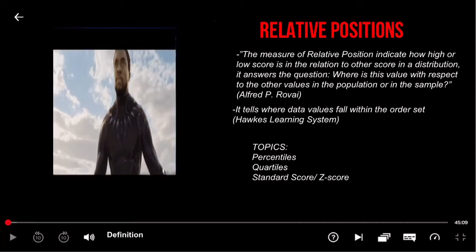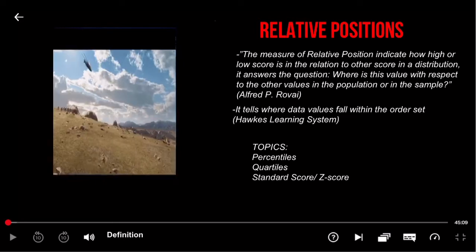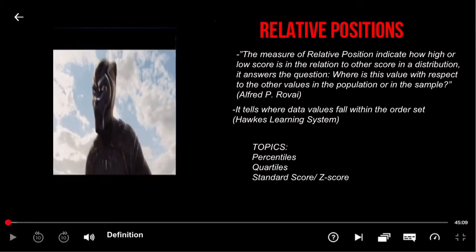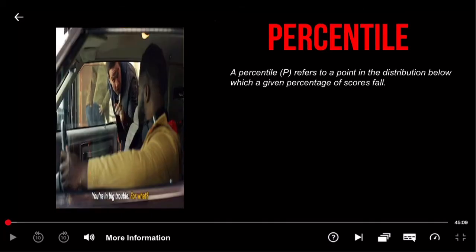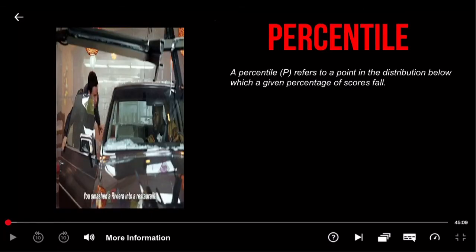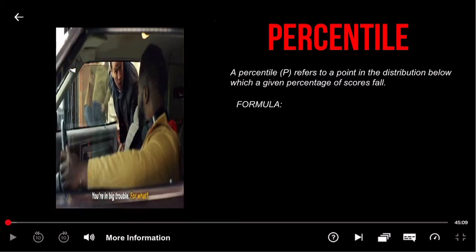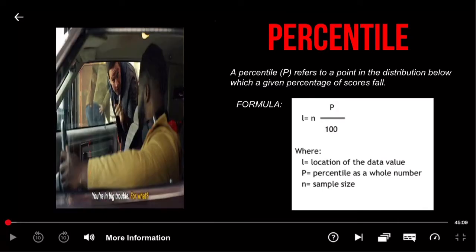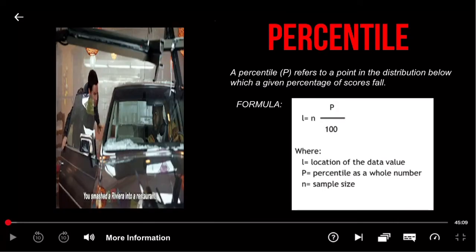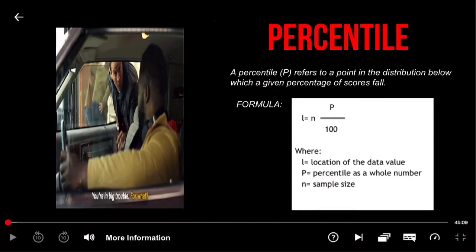To locate a specific point in any distribution, percentiles, quartiles, and deciles are the tools that can be used. Percentile. A percentile refers to a point in the distribution below which a given percentage of scores fall. We have here the formula. L is equal to NP over 100, where L is the location of the data value, P the percentile as a whole number, and N the sample size.